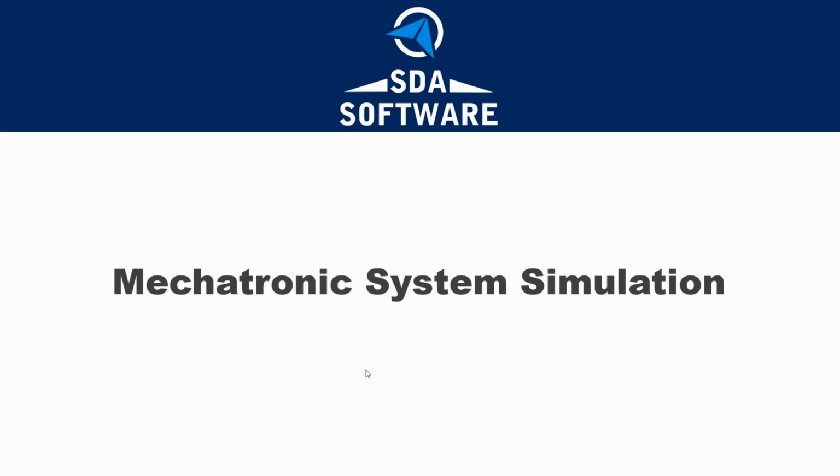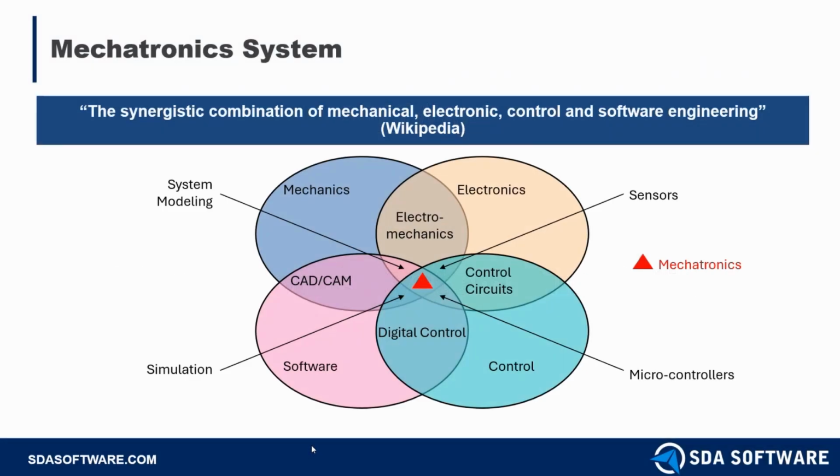So now let's look at how Amesim plays an essential role in mechatronic system simulation. So let's talk about what a mechatronic system is. In simple terms, a mechatronic system is the synergistic combination of mechanical, electronic, control, and software engineering. And oftentimes, engineers would integrate simulations, sensors, control modules, or even more other stuff into an advanced mechatronic system.